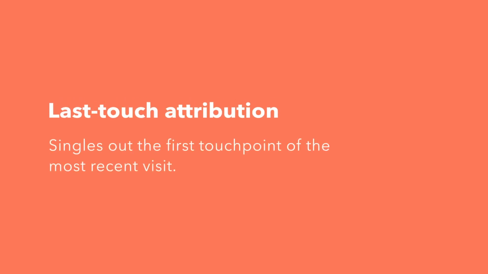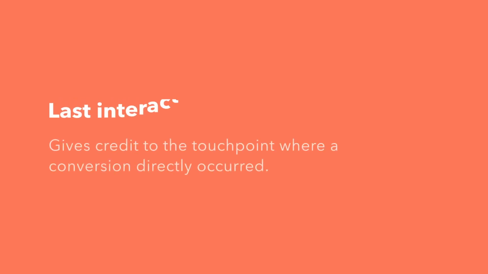Last touch attribution singles out the first touch point of the most recent visit. So, if a visitor views a blog post, clicks the CTA, also known as a call to action, and converts on a landing page, the blog post will receive all the credit. The last interaction model, however, gives credit to the touch point where a conversion directly occurred. This is a useful model to determine the effectiveness of your landing pages, for example.